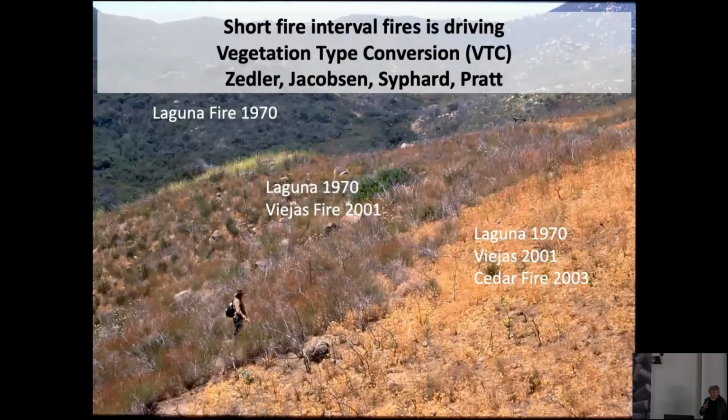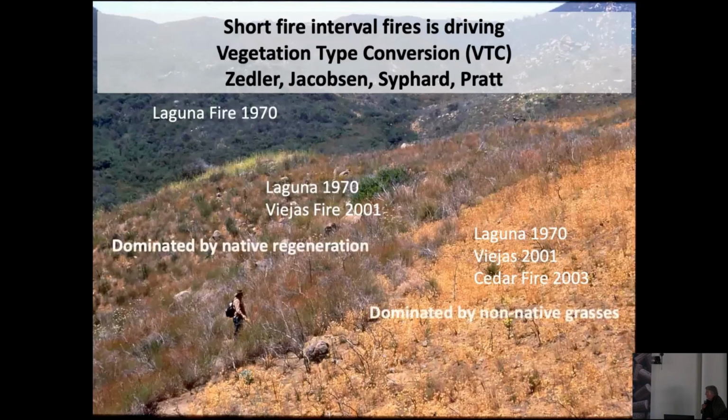Vegetation type conversion is certainly an overriding theme of what I'm going to be talking about. There are a number of studies in the past that have addressed vegetation type conversion as being a function of fire frequency, as Ashley was referring to. This is just an illustration of a site where you see on the right-hand side three fires in a row, and we've converted chaparral into invasive grasses. A number of people have addressed this issue in the past: Paul Zedler, Anna Jacobson, Alex Seifert, Brandon Pratt.